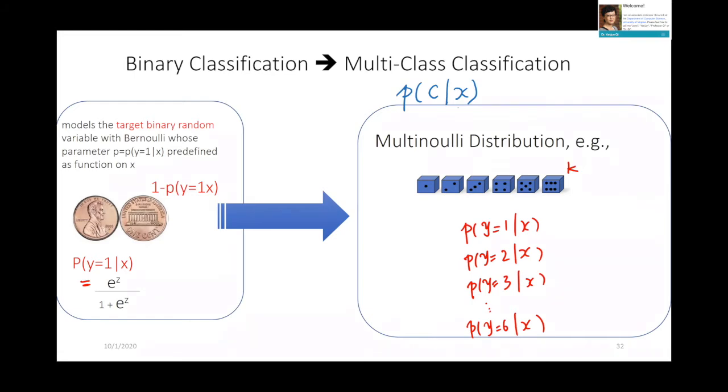If you still remember, roll a die. If you roll a die, this gives you 6 possible outcomes: the probability of face 1, the probability of face 2, until the probability of face 6. This is very similar to flipping a coin, either head or tail, where there are only two outcomes. But now we have 6 outcomes. And this is called the multinoulli distribution.